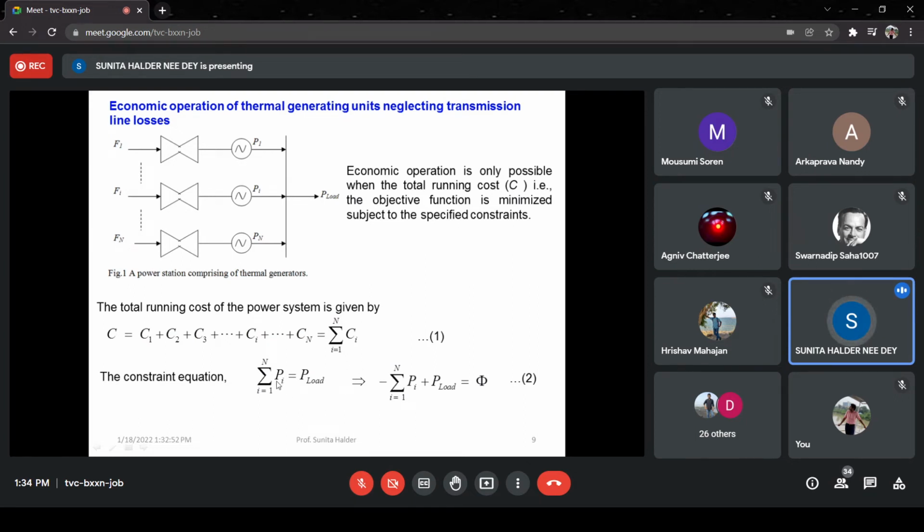So we can make summation of Pi minus P load equal to 0, or P load minus summation of Pi equal to 0. We have to make that equation in which the variable will come as negative, right? So here the variable has come as negative. That's why we have taken P load minus summation of Pi equal to 0. But it is a function, so I have written this function name as phi, right?